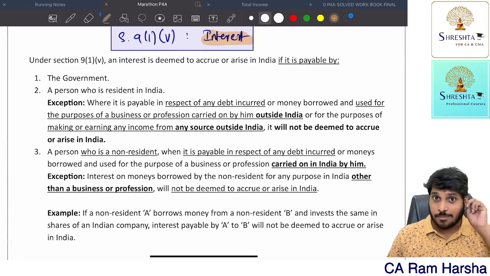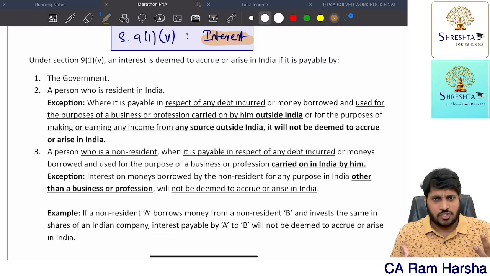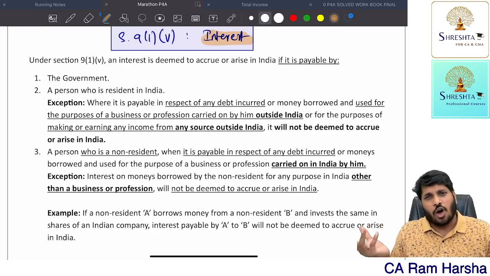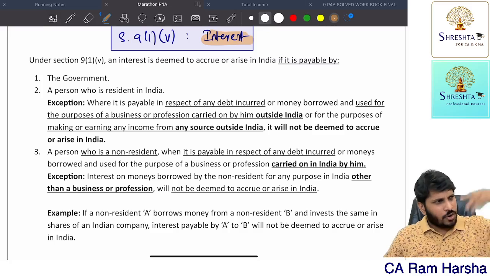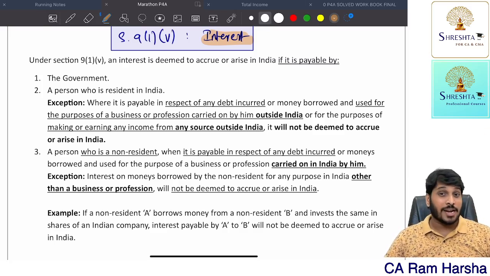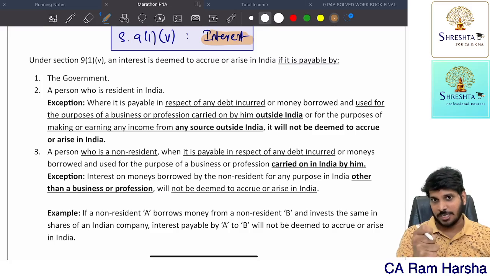Suppose it is interest income, you are earning interest. You are actually a non-resident. You are staying somewhere abroad. Now you gave some loan to the Indian government. The Indian government is paying interest.